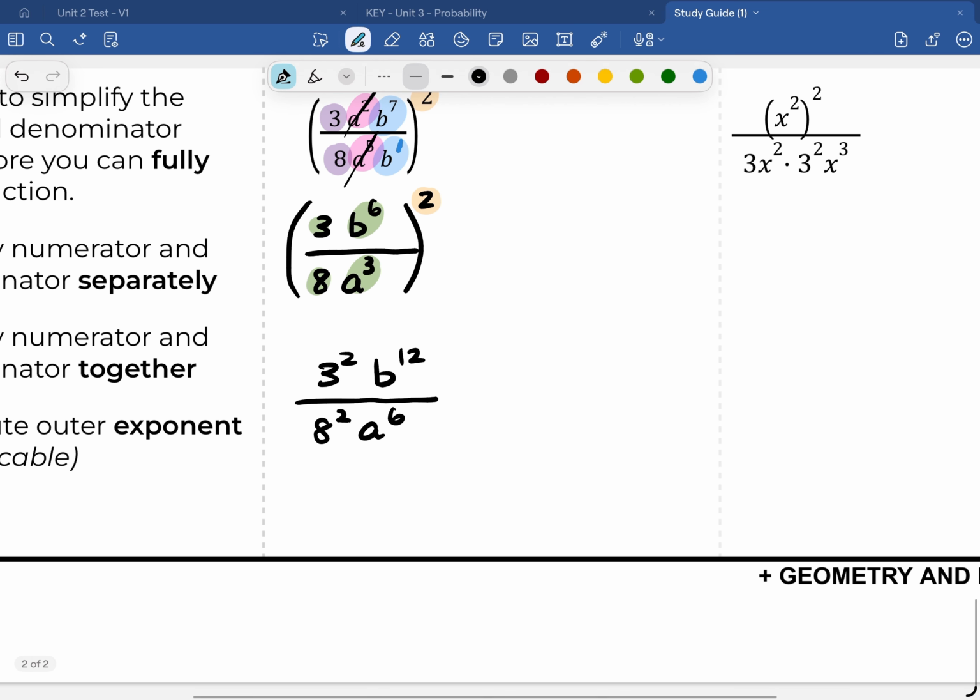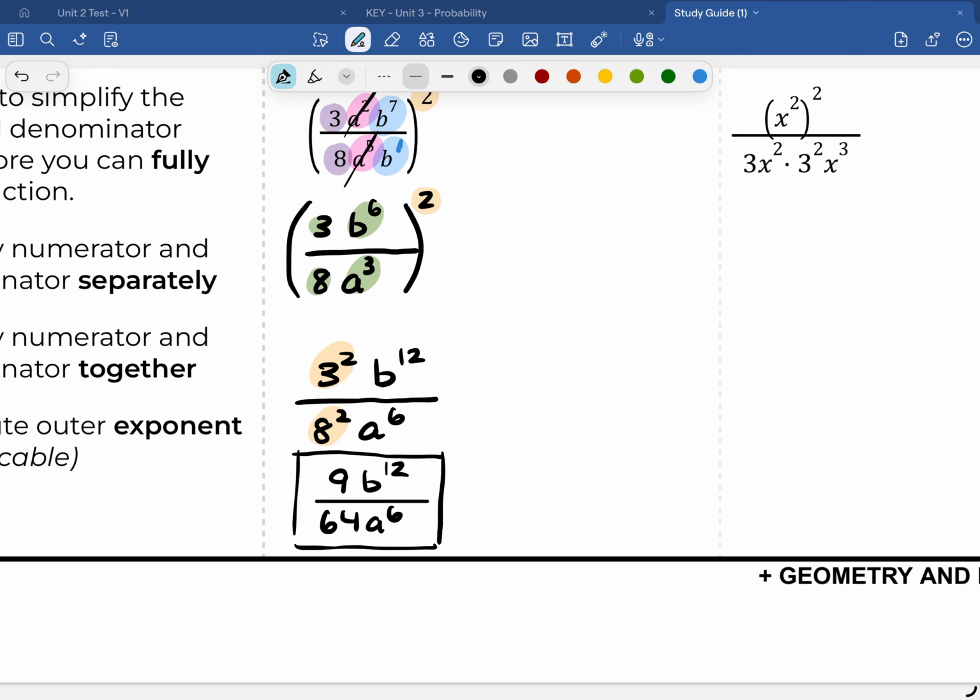And our last step is now just to say, okay, what actually is 3 to the power of 2? What actually is 8 to the power of 2? And so those will turn into 9, b to the 12, 64, a to the 6.